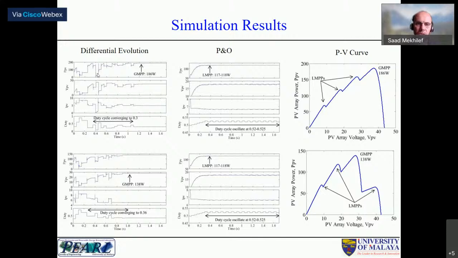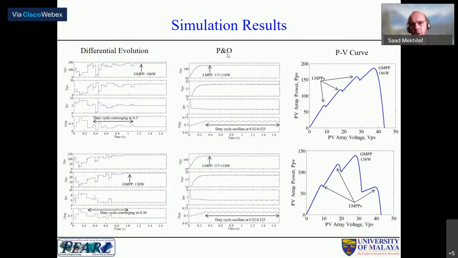If you look at the differential evolution algorithm, we can see the tracking. It starts tracking, the algorithm is searching, and after that it tracks the MPP, which is 186, corresponding to this 186 here. You can see it takes a bit of time to reach steady state.